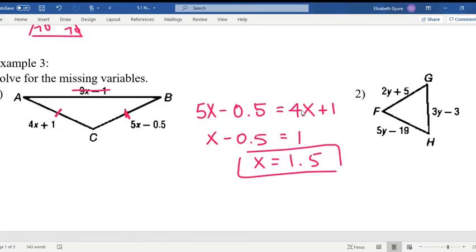So I subtracted 4x over, right? That's where I got the x or the 1x from. And then I just added 0.5 over to get 1.5. If you set up your problem the other way, that's also fine as well.